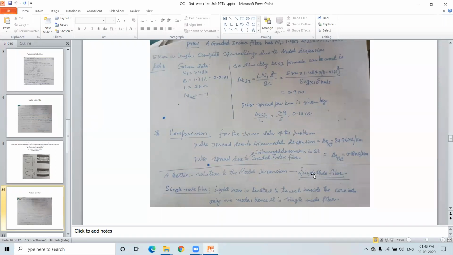It depends on the V number of modes that are present. I defined earlier, V equals pi d by lambda NA. It depends on the V number of modes that are going to be present, directly proportional to the D, and also directly proportional to the numerical aperture, and inversely proportional to the operating wavelength.